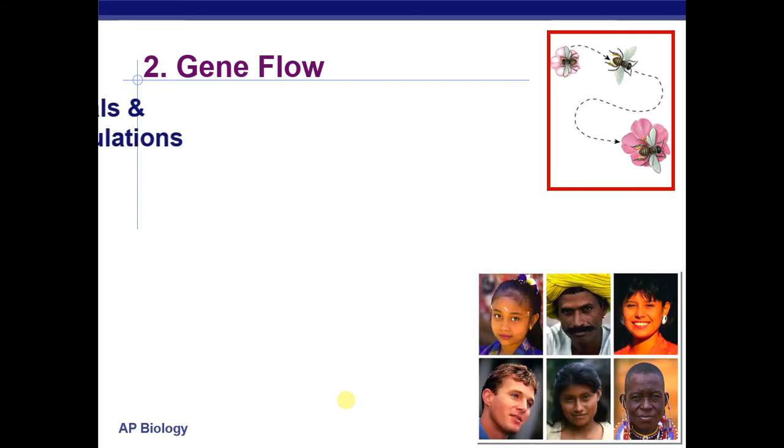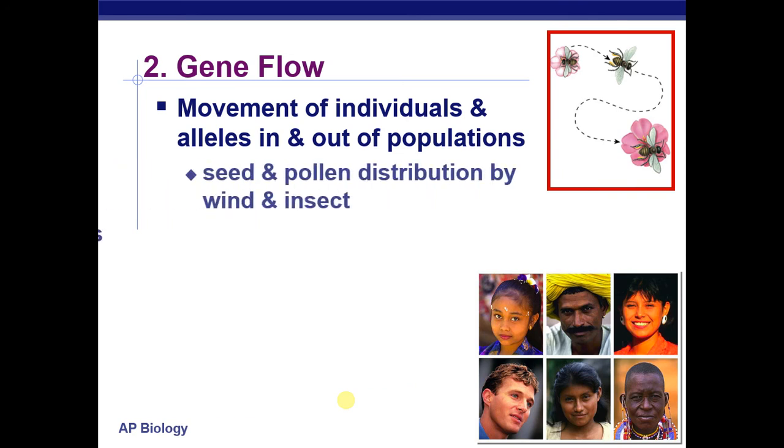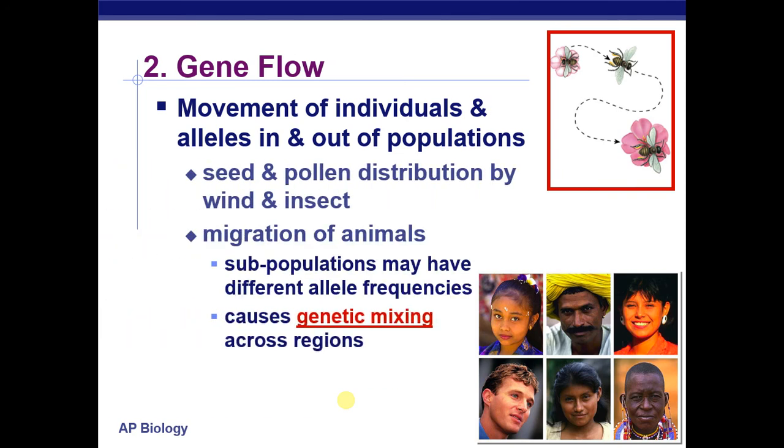Gene flow is the second thing we want to talk about. So this is a result of movement of individuals in and out of a population. So when we have individuals move into new populations and out of old populations, we're mixing up the gene pool. We're getting new DNA into that gene pool, and we're making it fresh and new. So migration of animals or seeds and pollen distributed by the wind and insects.